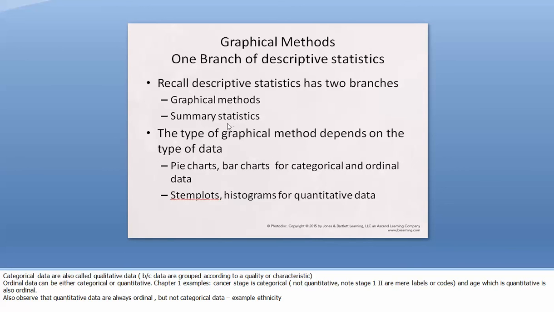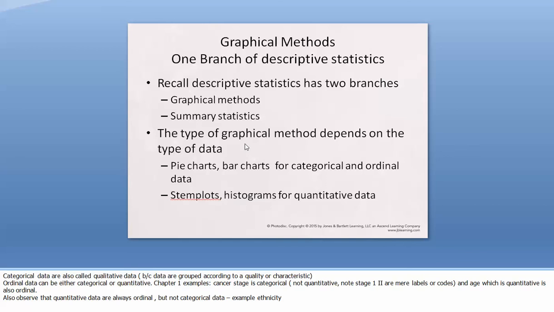In this chapter, we are going to talk about graphical methods. Now, remember, graphical methods is one branch of descriptive statistics, as I mentioned in a previous lesson. Also remember, descriptive statistics has two branches: graphical methods and summary statistics. Graphical methods, as you can guess, are all visual, like plots, graphs, and things like that. Summary statistics, if you remember, is like the average and so forth, which we will talk about later. In this lesson, we are going to learn about graphical methods.